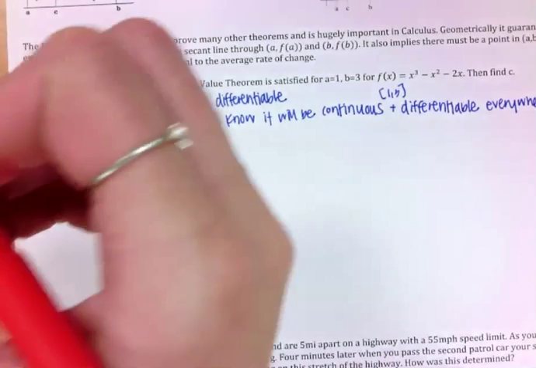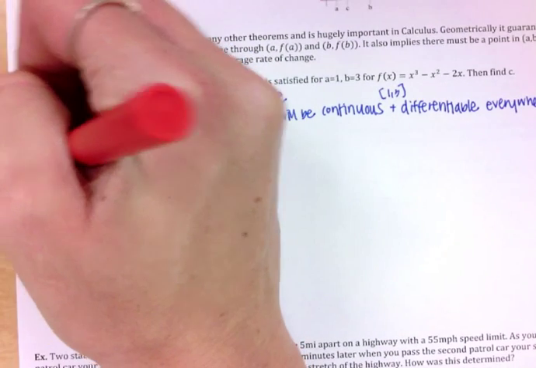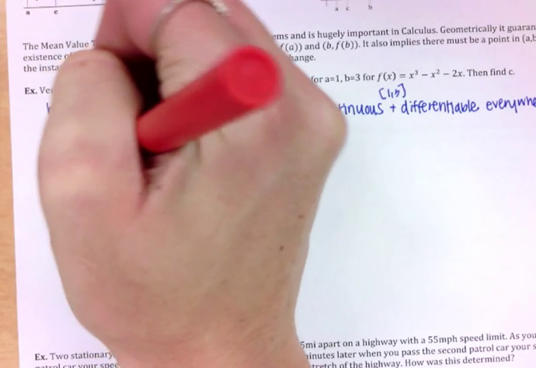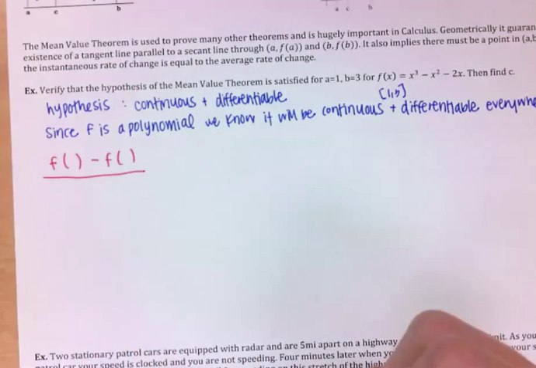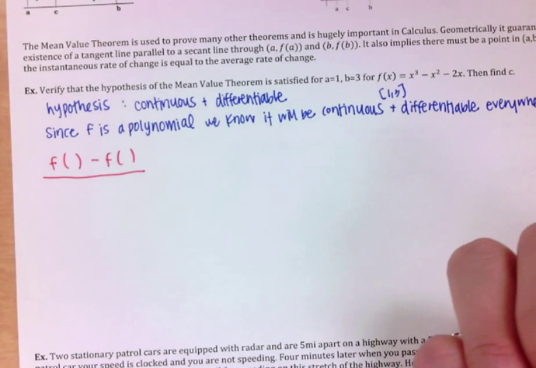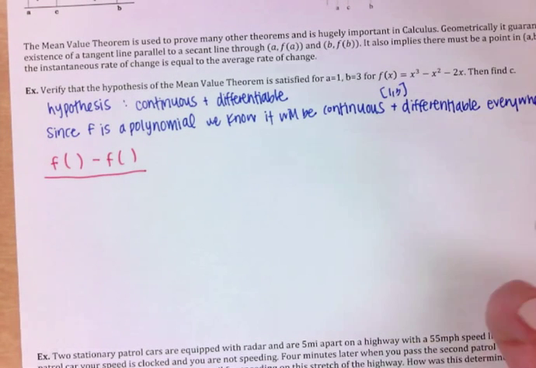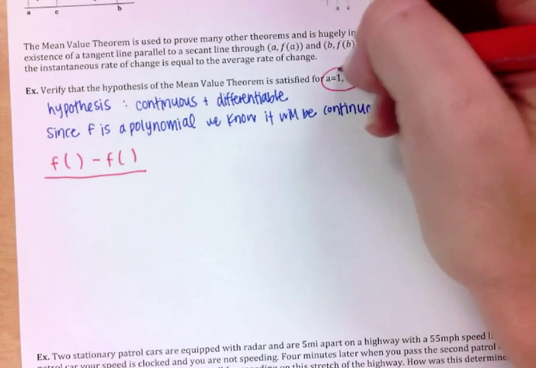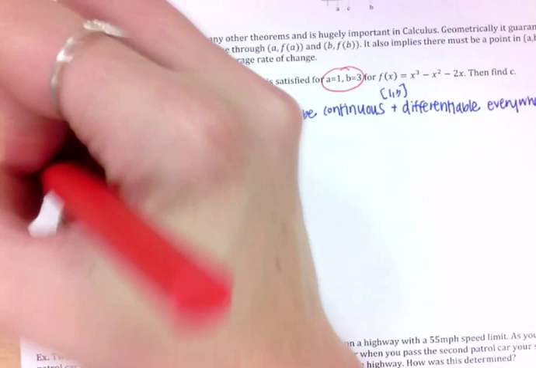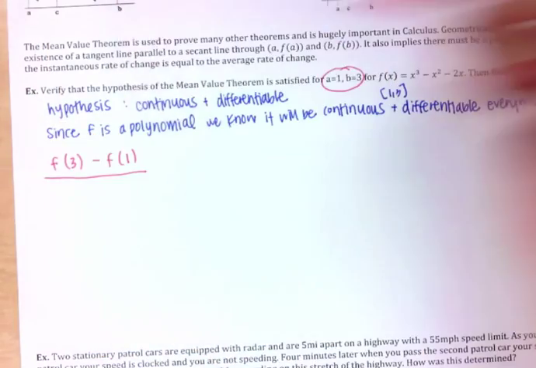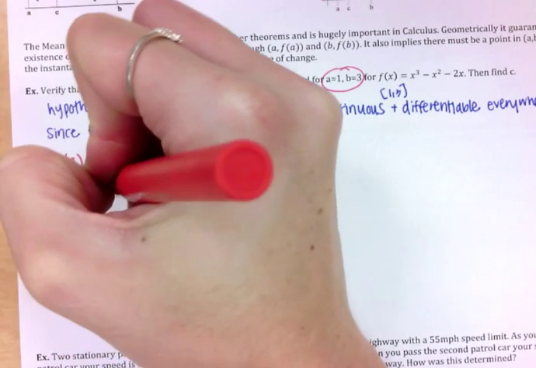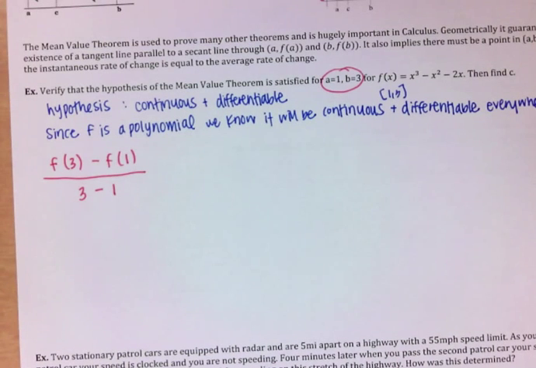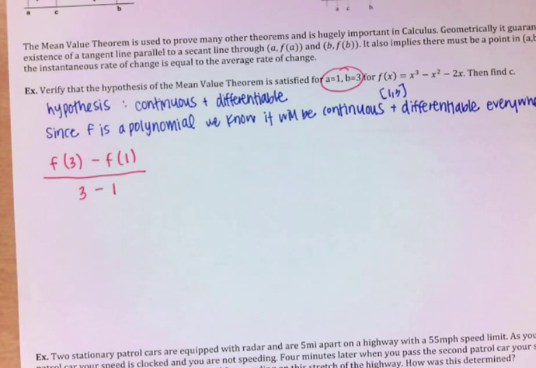Our average rate of change is f of somebody minus f of that, y minus y over x minus x. So we need our values. Who are we actually looking for? We have a is 1 and b is 3. So it's going to be f of 3 minus f of 1 all over 3 minus 1. That's our average rate of change, and we can find that pretty quickly.